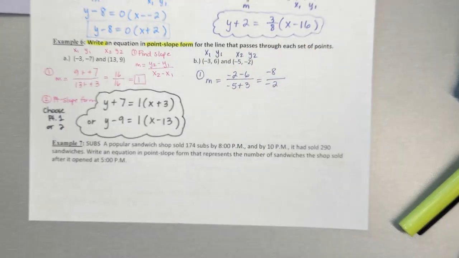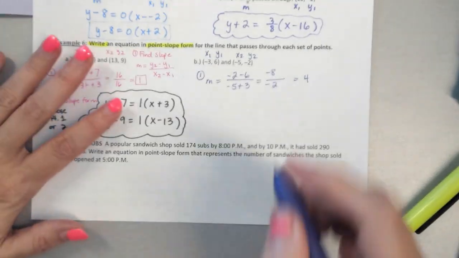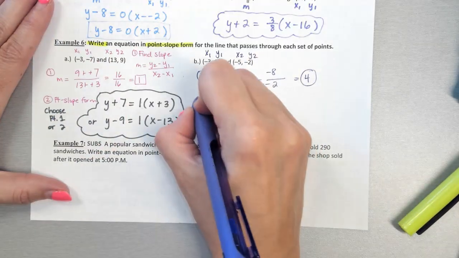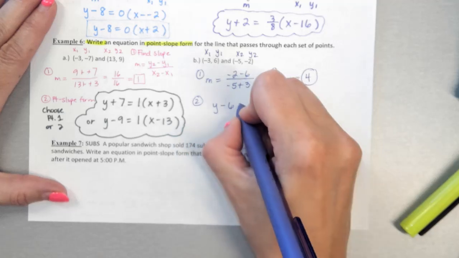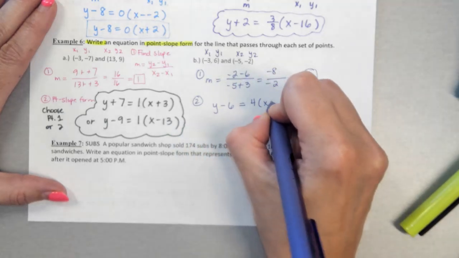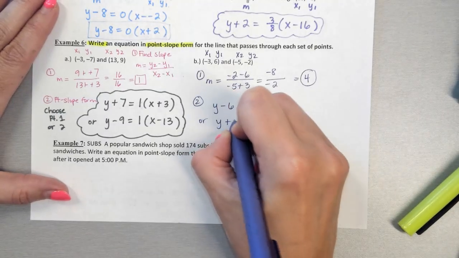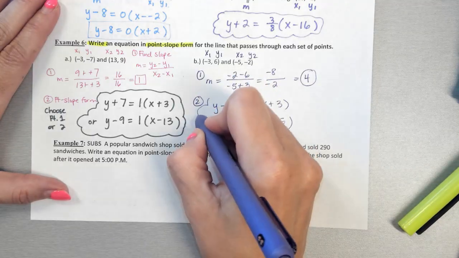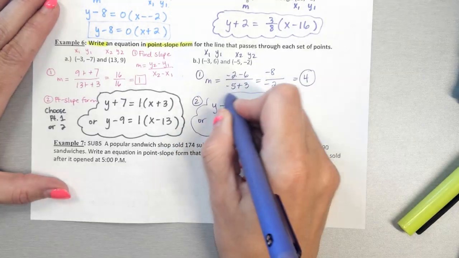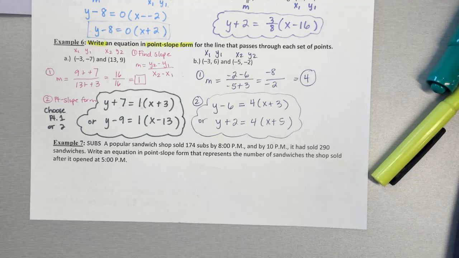Remember, whenever you have a negative divided by a negative, it will be a positive, so your slope should be 4. And then you should either have y minus 6 equals 4 times x plus 3, or you can have y plus 2 equals 4 times x plus 5. You don't have to write down both of them when you're doing your homework. You can choose which one. Again, it's just based on your point.